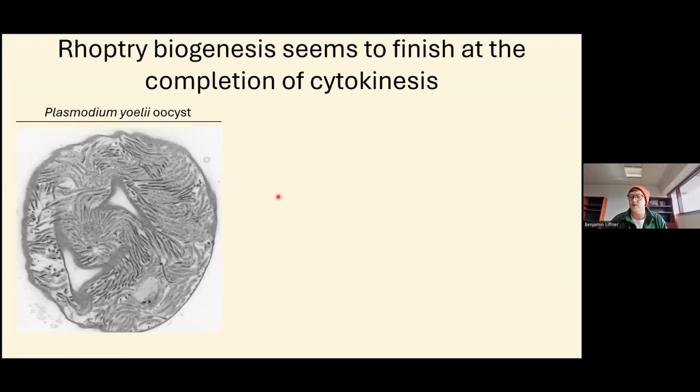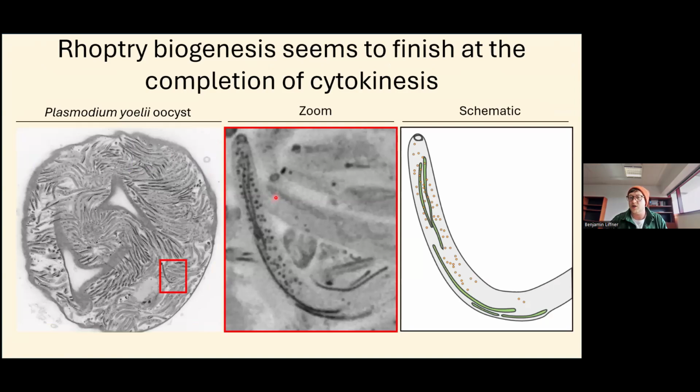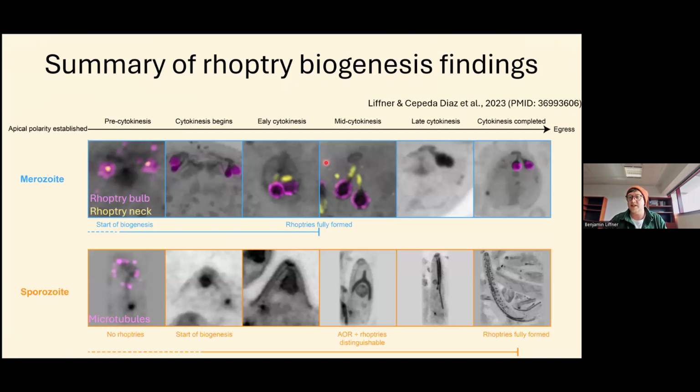Finally, moving into an oocyst that appears to have finished cytokinesis, we see some quite striking differences. Firstly, we don't see any AORs anymore, which we think indicates that rhoptry biogenesis is finished. And secondly, we have a whole bunch of long, thin rhoptries that don't appear to be connected to each other. So putting it together, we made a comparative timeline between blood stage and sporocyte rhoptry development. And overall, there are quite a number of differences, but I'll just quickly summarize what I think are the most significant ones.